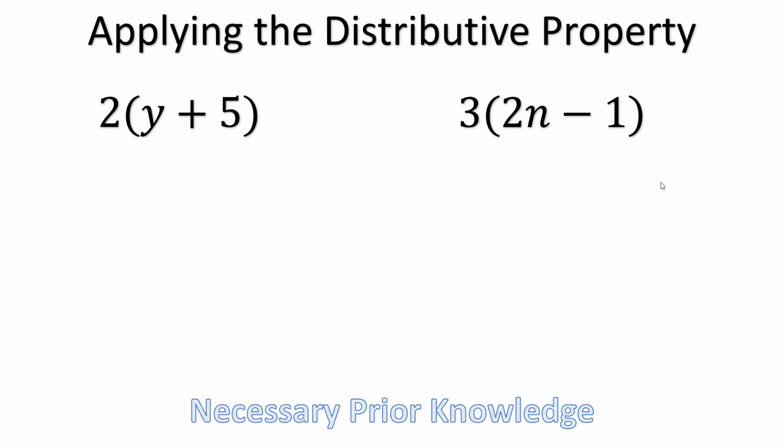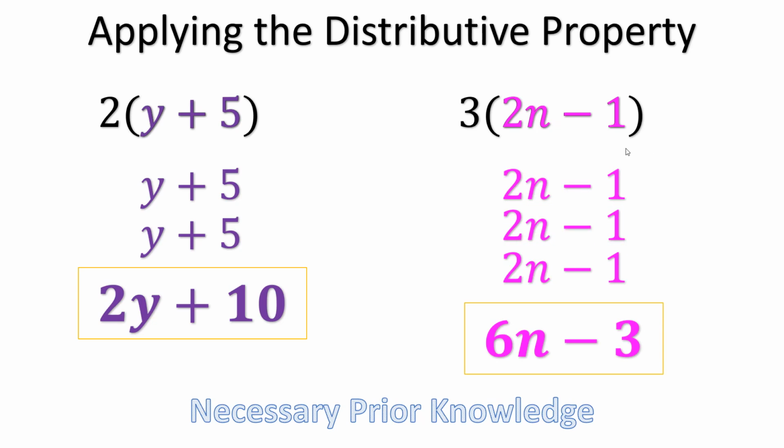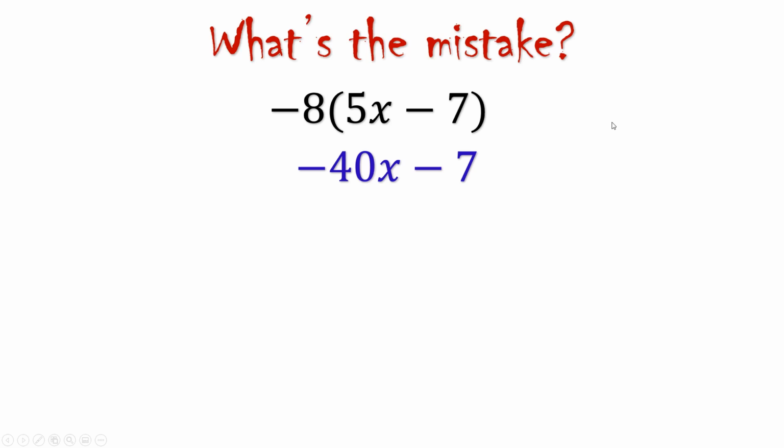So I'd like you to pause the video and simplify these two expressions with the distributive property. So the first one, 2 times the quantity y plus 5, you're going to do 2 times 1y, since there's 2 of them. This is just visually showing you what it looks like. So 2 times y is 2y, and 2 times 5 is 10. And then on this one, we have 3 groups of 2n minus 1. So visually, you have 3 of each of these. Therefore, 3 times 2n is 6n, and 3 times negative 1 is negative 3.